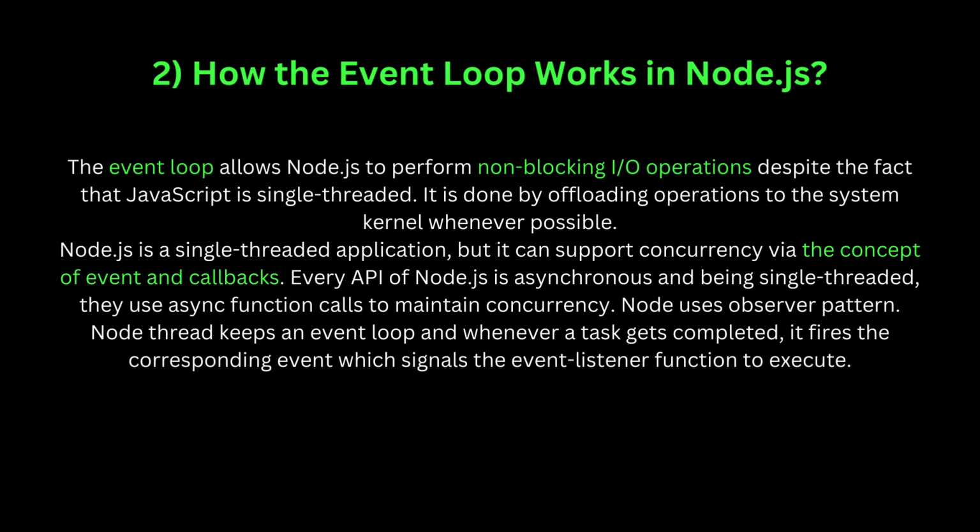Every API of Node.js is asynchronous, being single-threaded. They use async function calls to maintain concurrency. Node uses the observer pattern. The Node thread keeps an event loop, and whenever a task gets completed, it fires the corresponding event, which signals the event listener function to execute.